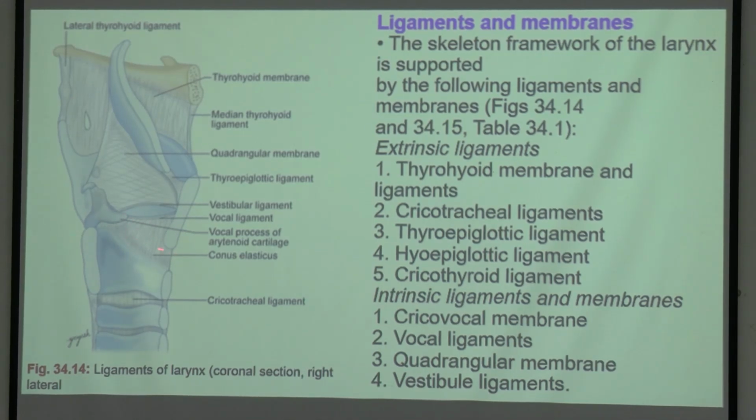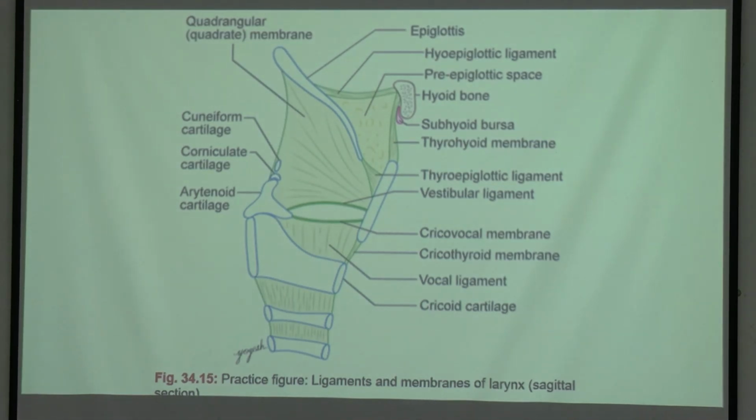Okay, so this is called conus elasticus. Okay, forget it. Just try to remember this figure. The inside of the larynx, there are three areas. One is vestibular area, which ends in vestibular ligament. Then we can get this area which is called the vocal ligament. This is the cricovocal membrane. Okay, cricovocal membrane is this area.